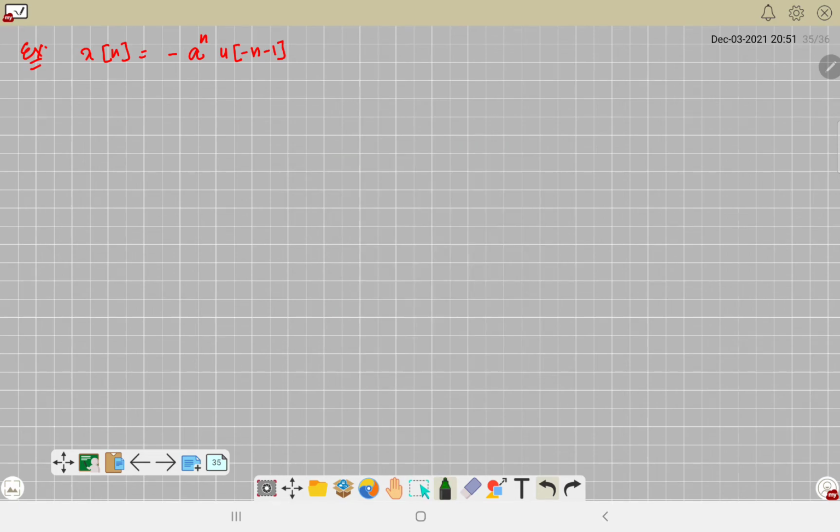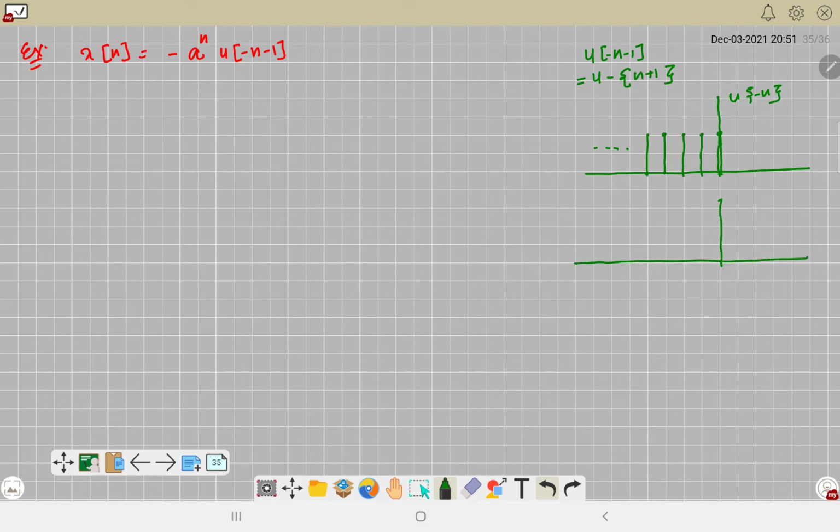So we have a different kind of unit step here, and you know that u of minus n minus 1 is actually equivalent to u of minus n plus 1, which means you will first reflect this unit step. So this is u of minus n. Then you will shift this sequence by 1 unit, because of the plus 1 here, towards the left. So this will be the sequence, which has a value of unity from minus infinity to minus 1.